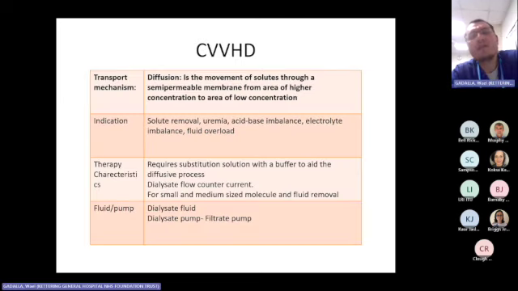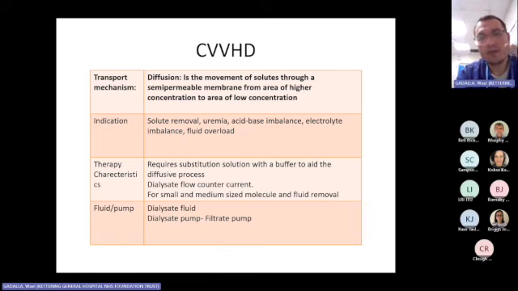And then we have the continuous veno-venous hemodialysis, and this method depends on the diffusion principle. So in this method, we take the blood from the patient and it goes to the filter. Before going to the filter, there is a counter current. So dialysate is passing around the filter.